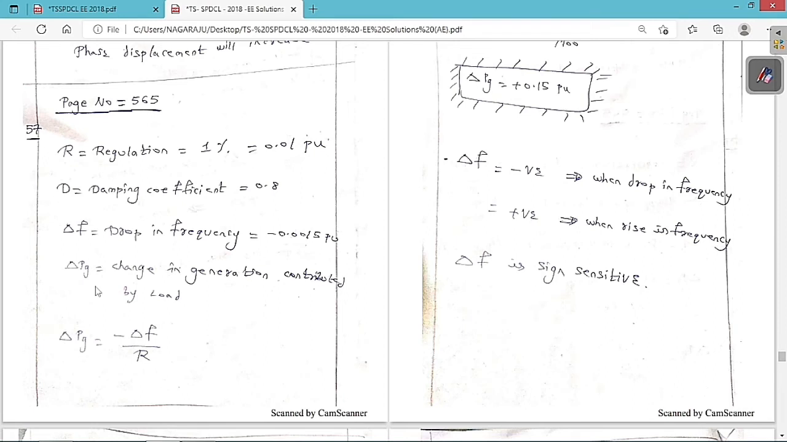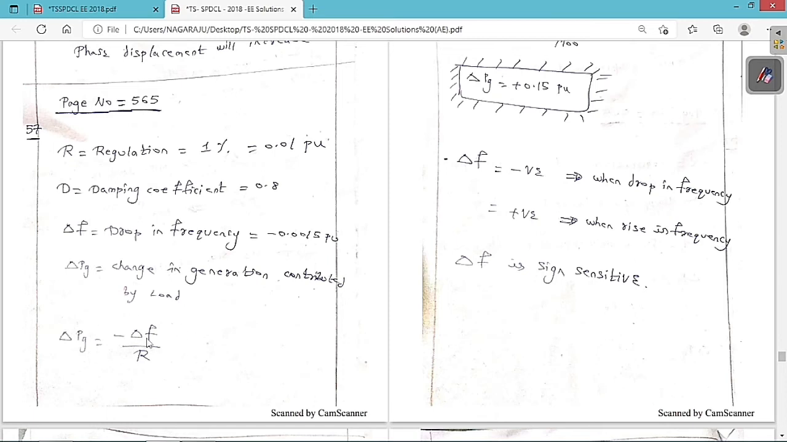Now we have to find the power generation, that is, the change in generation which is contributed by load. The basic formula is delta Pg is equal to minus delta F by R. It's a very important formula. If you know this formula, you can easily solve this question. As you can see, this formula is independent of the damping coefficient. There is no damping factor. So delta Pg is equal to minus delta F by R.